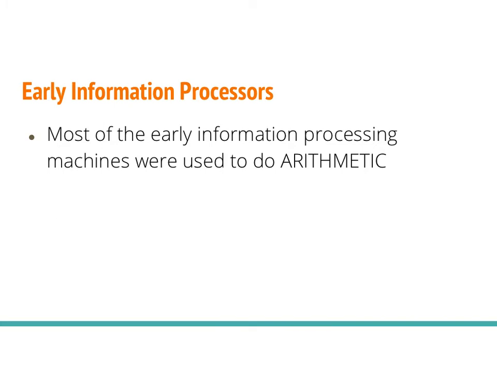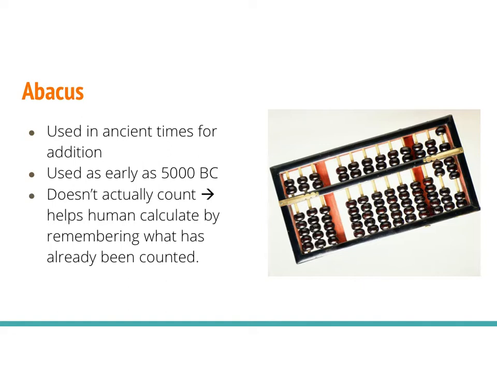So to begin with, the one thing that you need to know about these early information processors that we're going to cover is that most of these early information processing machines were used for arithmetic. So they were used in order to complete math that typically consisted of adding, subtracting, multiplying, and dividing. Now you might be surprised to hear that the first information processing device was actually used a long time ago in ancient times, and it was utilized for addition. I'm sure you've heard of an abacus before, and an abacus was used as early as 5000 BC.